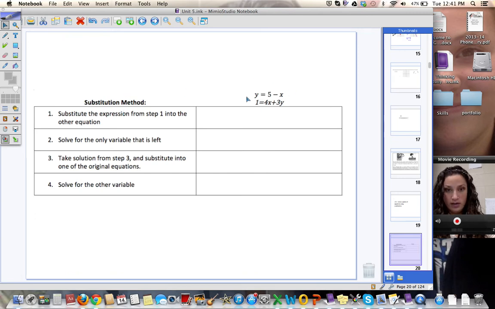So we have two equations here. Substitute the expression from step 1 into the other equation. What I always do is look at the equation where it's already set up as a y equals or an x equals. This one is already set up as my y equals. So y equals 5 minus x, and I want to substitute that value in for this y. So that's what I'm going to do.